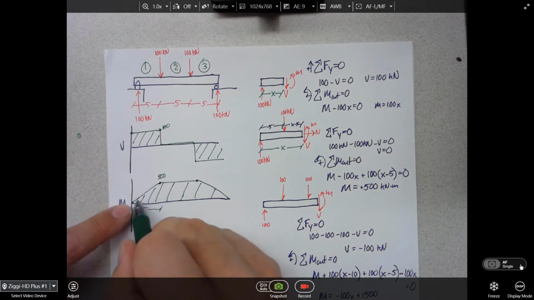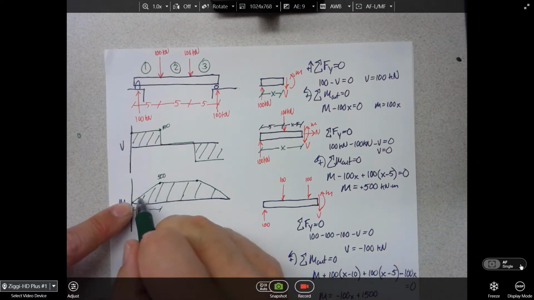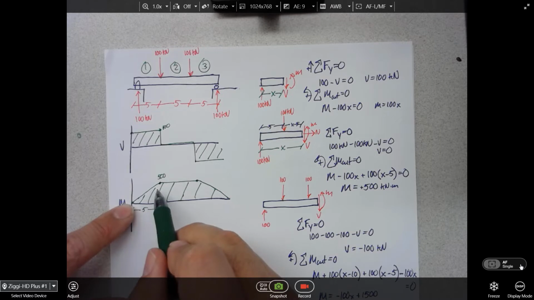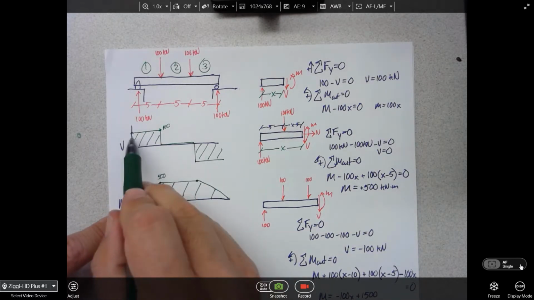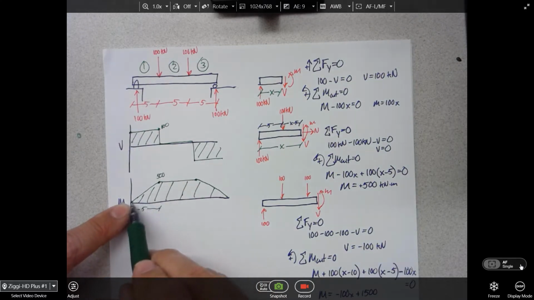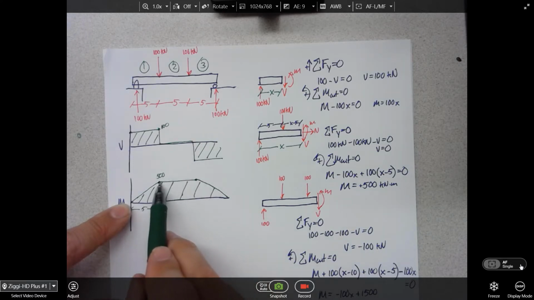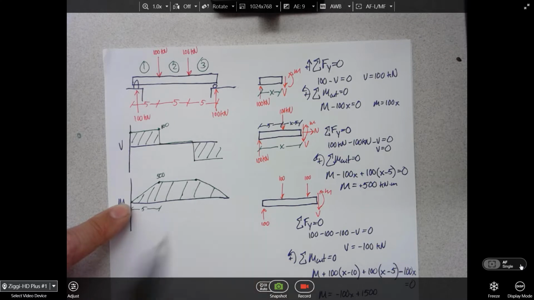Okay? What's the value of this right here? 500. How far have we gone? 5. So what's the slope of this line? 100. Okay? Is it positive or negative? Positive. Okay, so the slope of the moment diagram turns out to be the value of the shear diagram. So notice that the shear diagram has a value of 100. That says our slope then is 100 in this region. Here our shear diagram has a value of 0. Slope is 0. Here it has a value of negative 100. Slope is negative 100.